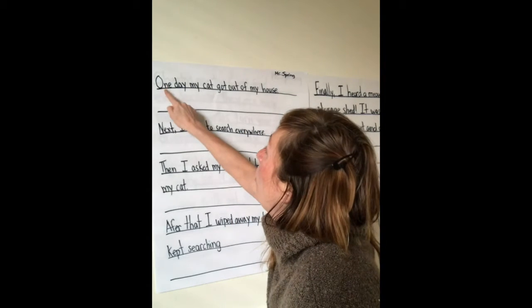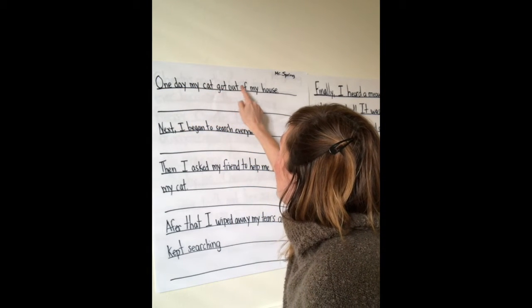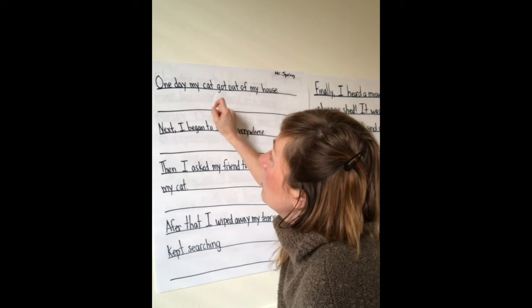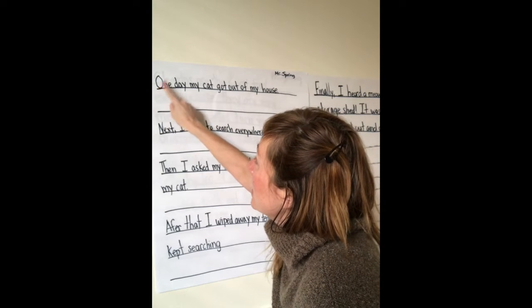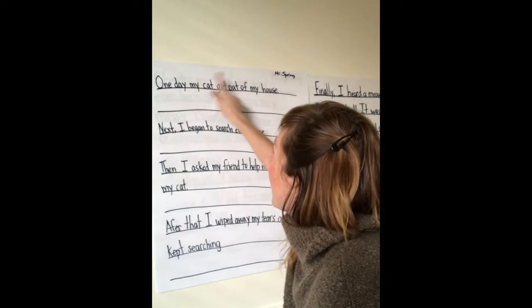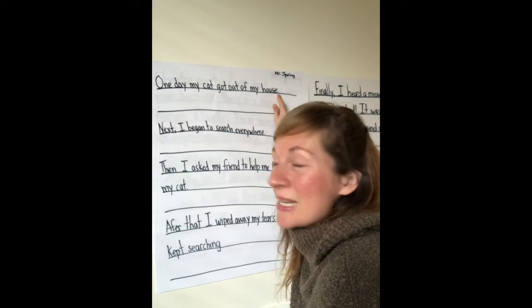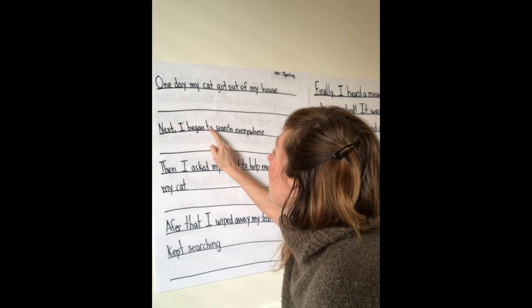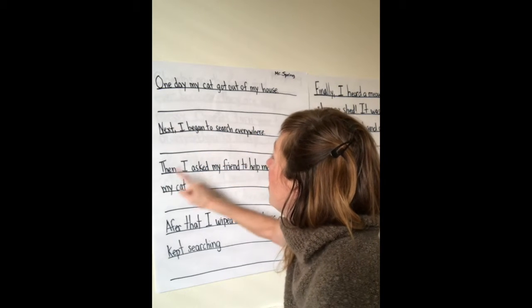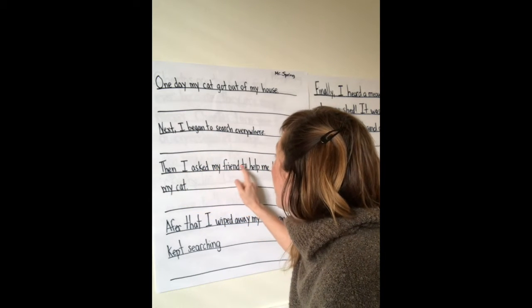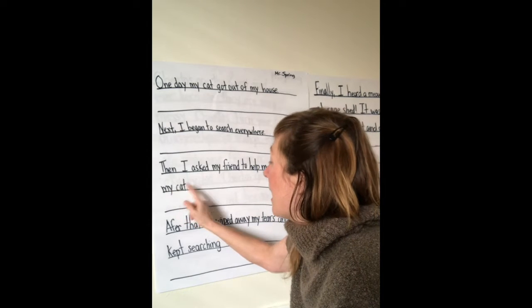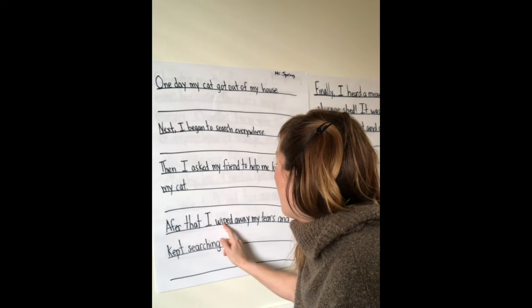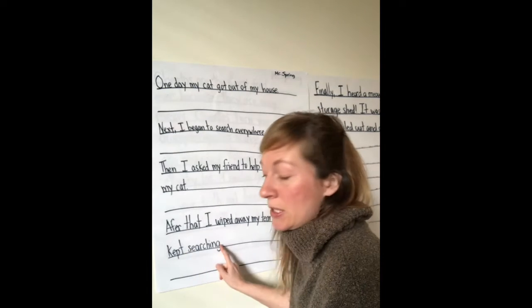Here it goes. One day, my cat got out of my house. Ooh, friends, look, I used a capital letter, finger spaces, and a punctuation mark to end my statement. I know you're going to do that too. Next, I began to search everywhere. Then I asked my friend to help me look for my cat. After that, I wiped away my tears and kept searching.